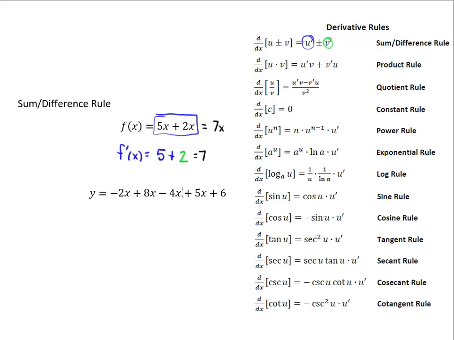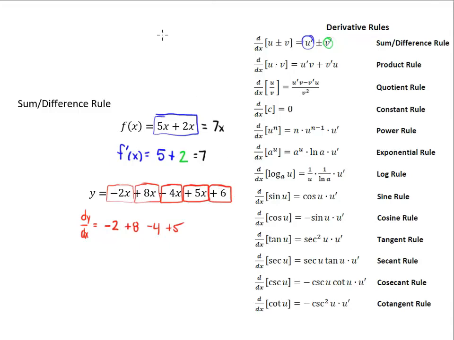Okay, this rule down here is the same exact thing, it just looks more complicated. We've got a whole bunch of terms separated by plus or minus signs, which doesn't matter. The sum difference rule basically says I can take the derivative of each of these separately. So I'm going to use Leibniz notation, dy over dx is equal to, I need to find the derivative of this one. The derivative of negative 2x is negative 2. The derivative of 8x is positive 8. The derivative of negative 4x is negative 4. The derivative of 5x is positive 5. And the derivative of 6, ooh, it's not 6, be careful.